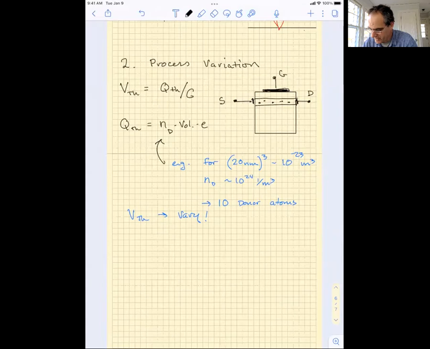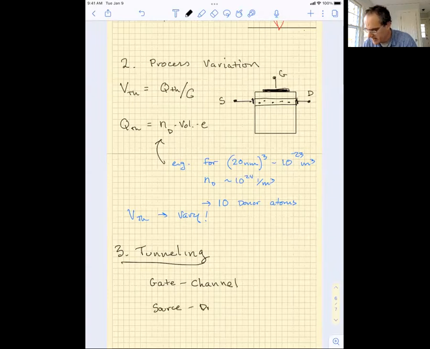We can illustrate the third with the same drawing. Of course, there are processes that can only occur when things get very small. And one of them is quantum mechanical tunneling. In a very small device, we can have tunneling between the gate and the channel, or between the source and the drain, so that the following can happen.